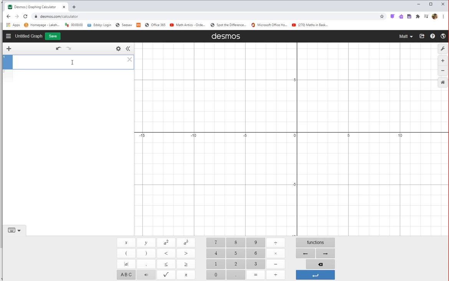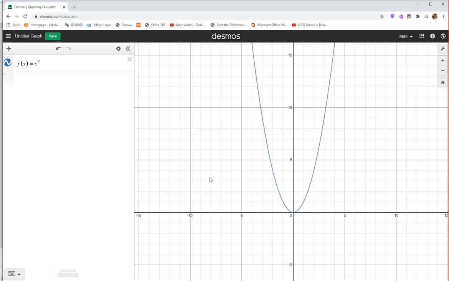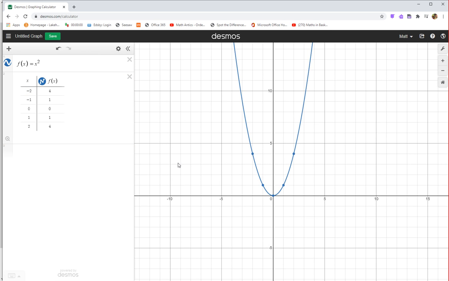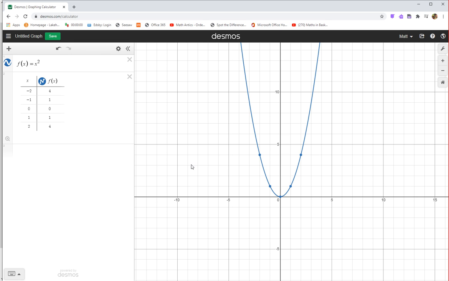So here we go. Let's start with our first one. F at x, let's do our quadratic function. I'm going to say equals x squared. So that's my quadratic function. If I ask for a table of values, it does it from -2 to +2 x values. And we substitute those in and we get a nice little pretty graph. So that's our first parent function.